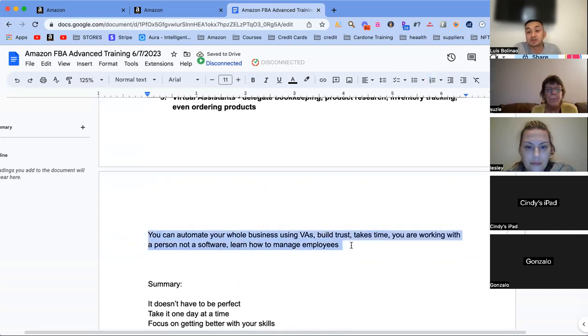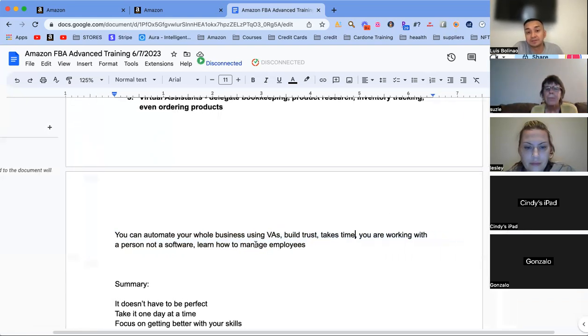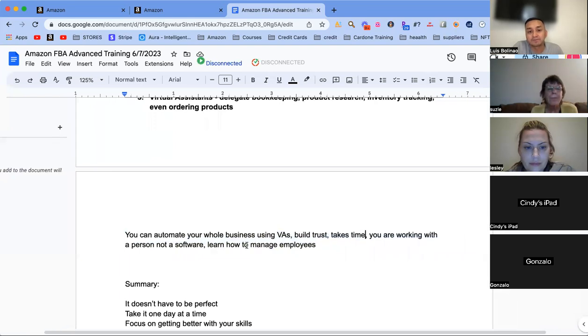With them, we got to build the trust because you guys are working with people and not software. It takes time because again, you got to train them, right? As your own employee. And you also need to have the skill or learn how to manage employees. Because that itself is another skill set, right? Because people are gonna slack, people are gonna be absent, right? People are gonna do crazy stuff when they work for you. So you gotta learn how to manage people.